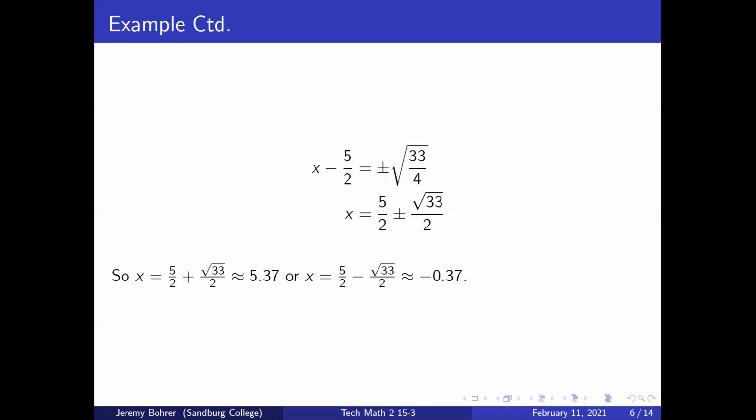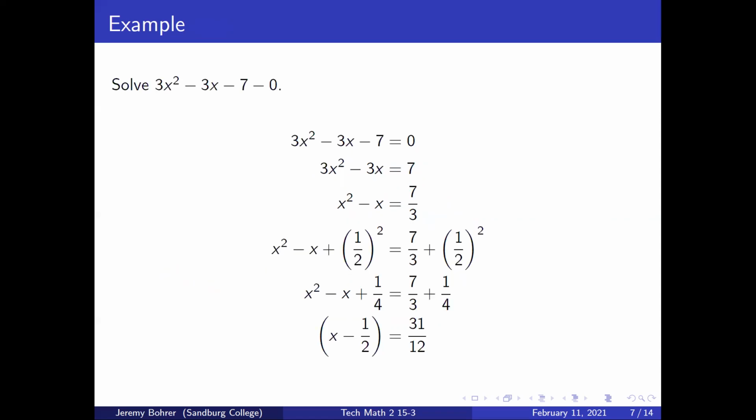We take the square root of both sides to get x minus 5 over 2 equal to plus or minus the square root of 33 fourths. So x equals 5 halves plus or minus the square root of 33 divided by 2. So x is either 5 halves plus the square root of 33 over 2, which is about 5.37, or x is 5 halves minus the square root of 33 over 2, which is about negative 0.37.